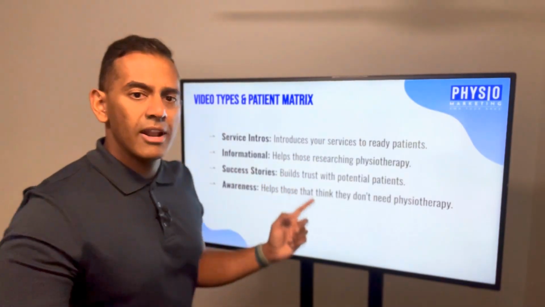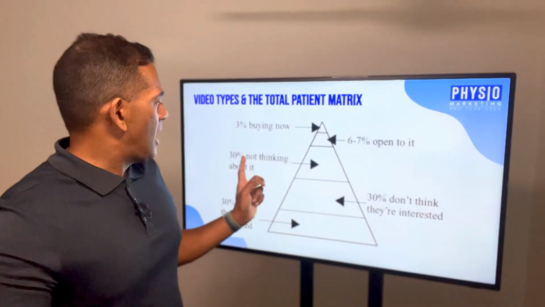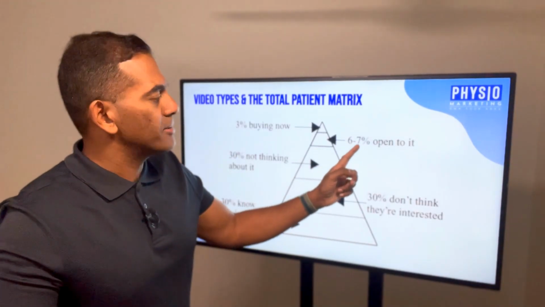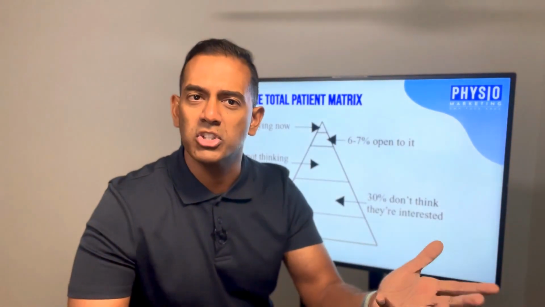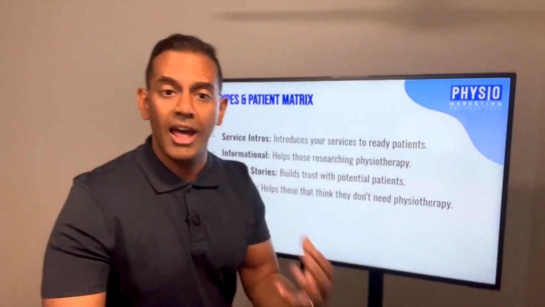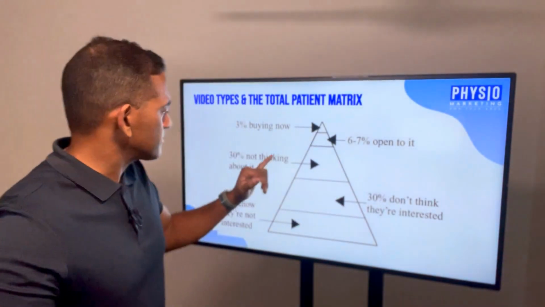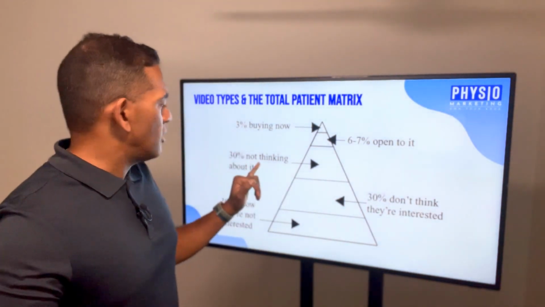Okay, informational ads. Remember in the matrix, you have 6 to 7% that are open to it. They're doing research. You want to give that information to them. So you have informational ads. You know, once again, I'll share with you what these are, right? So you give them informational ads because they're open to it. Underneath that, okay, you have they are not thinking about it, right? For these, you have success stories.